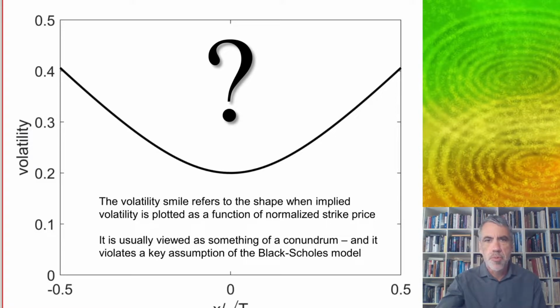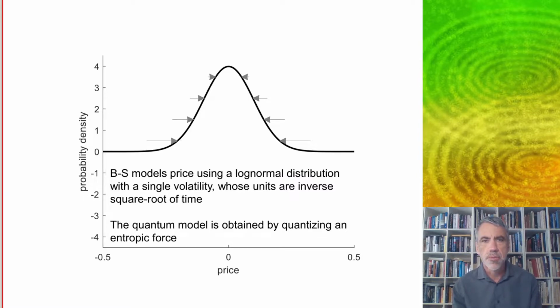When options are bought and sold, the traders tend to assign a lower volatility to options which are at the money, so with a normalized strike price near 1, and they charge more, they assume volatility is higher for out of the money options. Now, this pattern is usually viewed as something of a conundrum, and it violates a key assumption of the Black-Scholes model, which is that volatility is a constant. The Black-Scholes model simulates price using a lognormal distribution with a single volatility, whose units are inverse square root of time, so it doesn't make sense to have a dependency on price change.